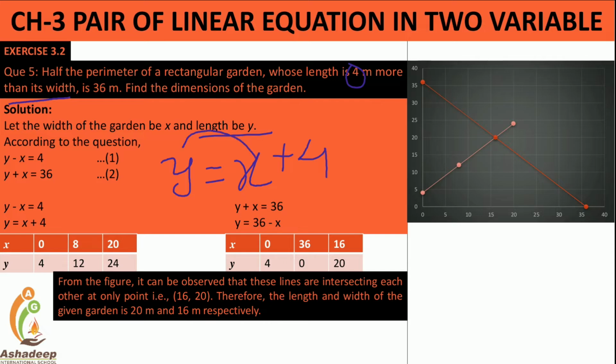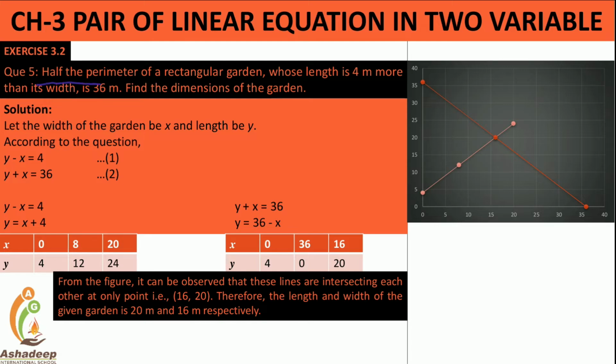Now x goes on to the other side, it becomes minus. So y minus x is equal to 4. See here, that is the first equation. Now let's talk about the second one. Here the comma is important, right? From the comma, this statement and this statement are different.